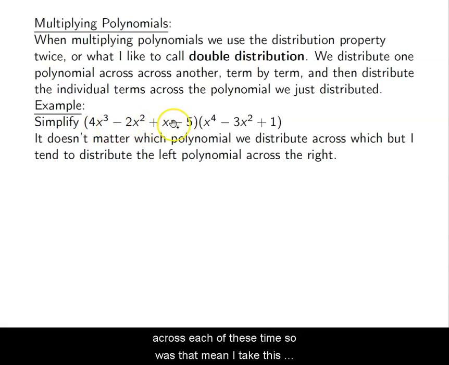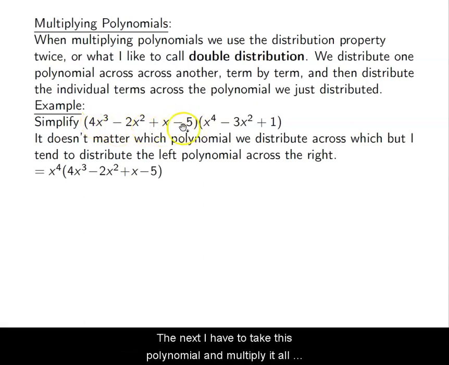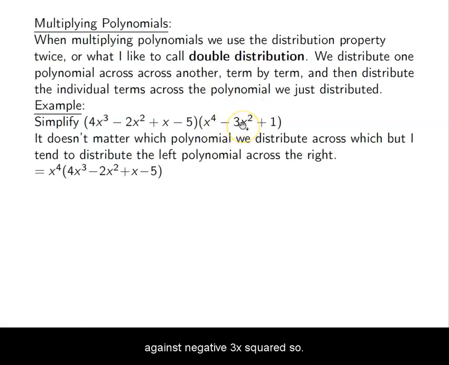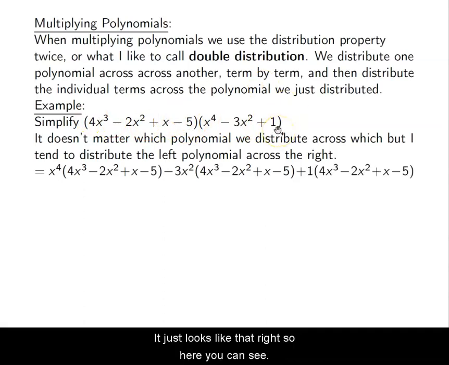So what does that mean? I take this whole thing and I multiply it times x^4. An easier way of thinking about that is that the x^4 is just going to be on the outside of this polynomial. Then next I have to take this polynomial and multiply it all against negative 3x squared. So that's going to look like this, minus 3x squared times my polynomial. And then I do the same thing here. I'm going to distribute this across the 1. It just looks like that.